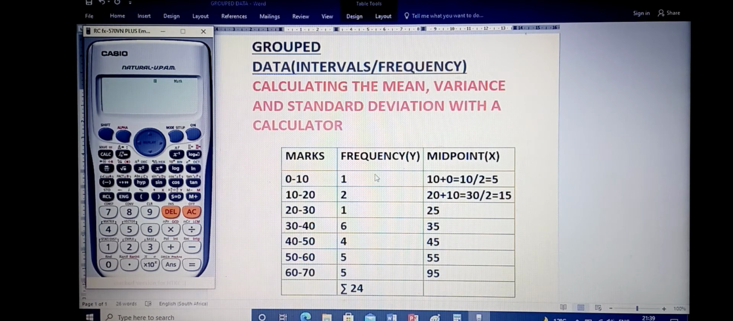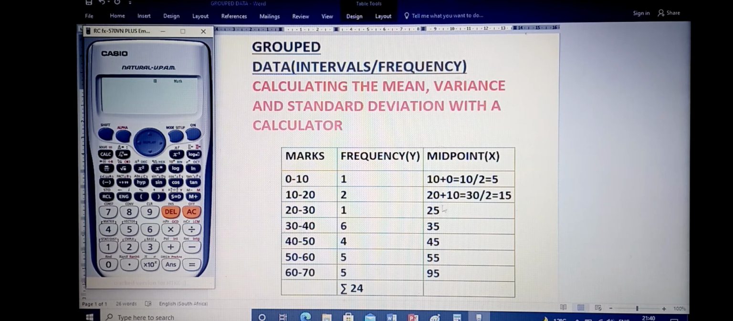Right, now when we are dealing with groups and intervals, remember we don't know the actual marks. So what we do is we take the midpoint of the intervals, and we are going to use that as our x values. Then we have the frequency, which will be the y values.